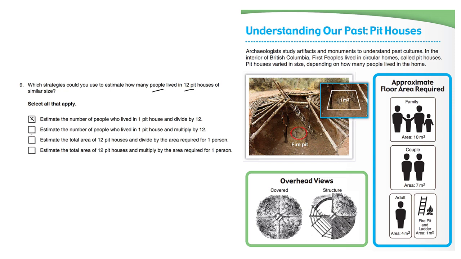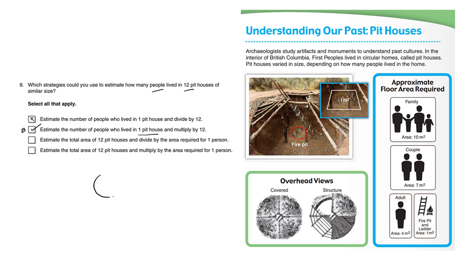It's ridiculous. As for B, our second choice, estimate the number of people who lived in one pit house and multiply by 12. For example, if there was 4 people in one house and you multiply by 12 homes, we're going to get the total number of people, which seems to be a reasonable strategy. How about choice C? Estimate the total area of 12 pit houses and divide by the area required for one person. Let me show you why this one also makes sense.